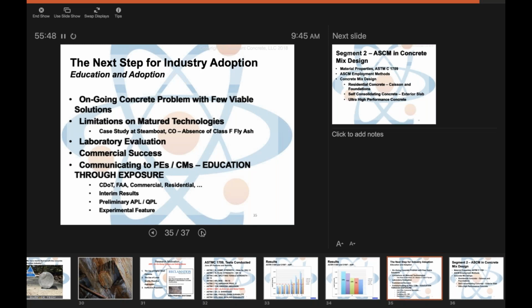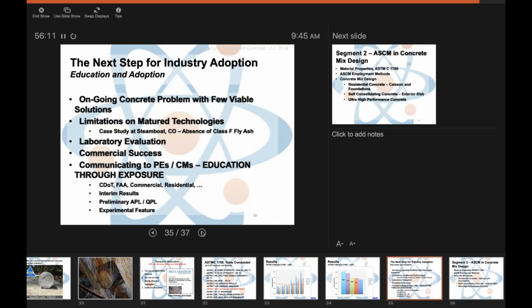Class F fly ashes are gone or are leaving us. Our lithiums that we used to rely on, and couldn't rely on them all the time, but used to rely on them to a degree, they went to a different industry. You heard the story that I gave you about that case study, that absence of Class F fly ash in Steamboat, Colorado. And it's not the only place.